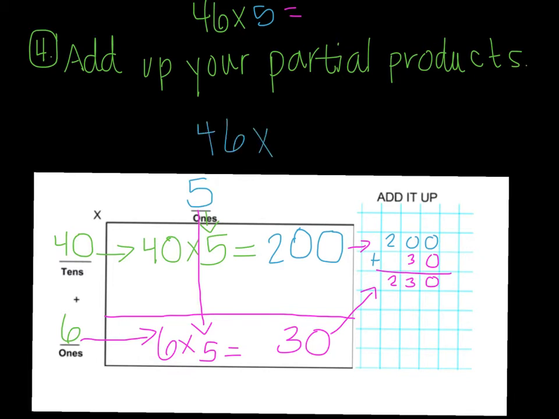So my answer would be 46 times 5 equals 230. And you see why this would be a better strategy than trying to draw out 46 dots by 5. That would take you forever. So that's why we use this open array strategy and break it apart into smaller problems.